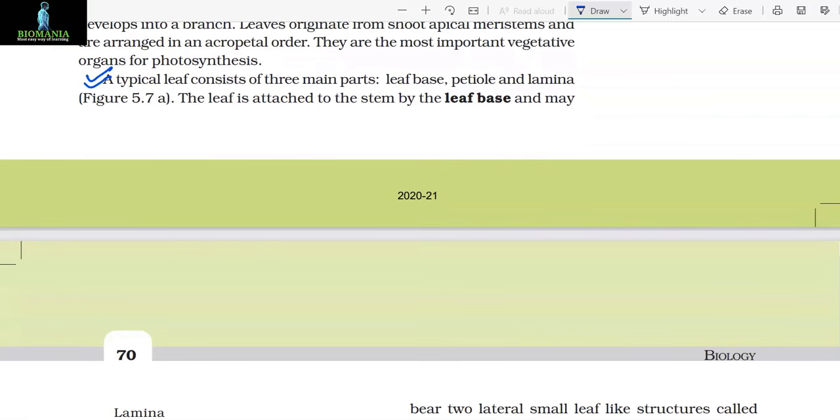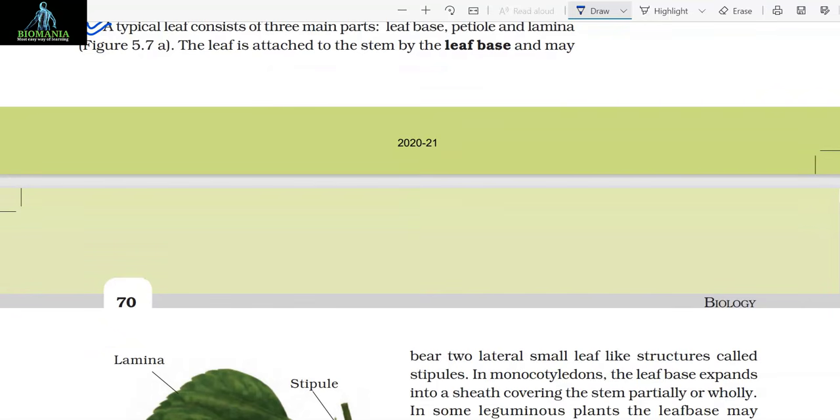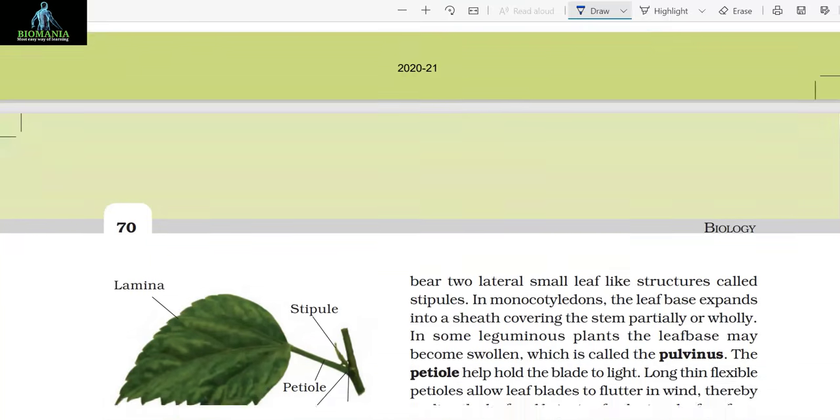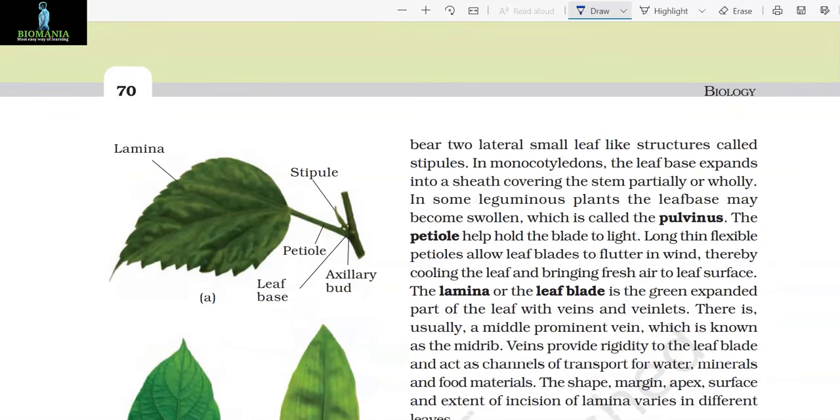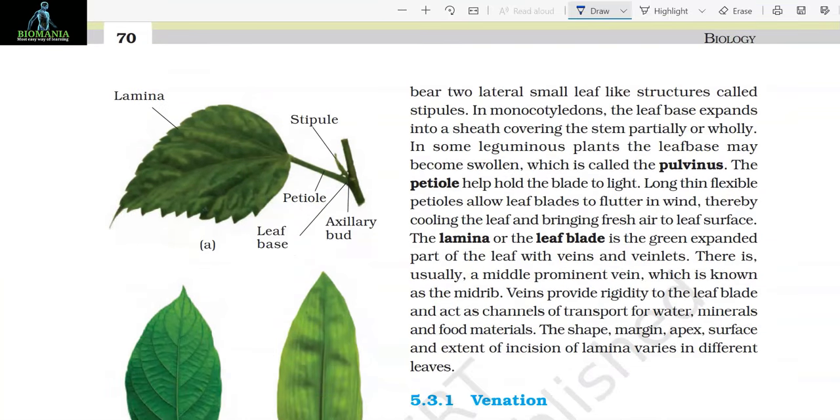A typical leaf consists of three main parts: leaf base, petiole and lamina. The leaf is attached to the stem by the leaf base and may bear two lateral small leaf-like structures called stipules. In monocotyledons, the leaf base expands into a sheath covering the stem partially or wholly. In some leguminous plants, the leaf base may become swollen, which is called pulvinus.